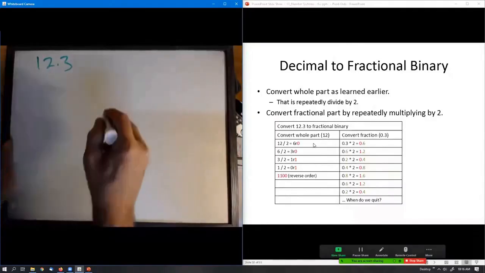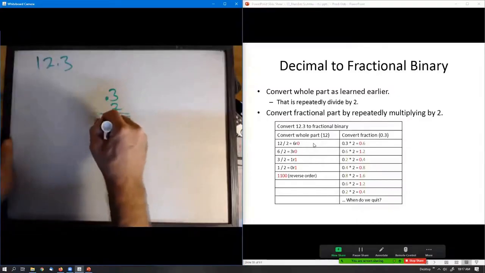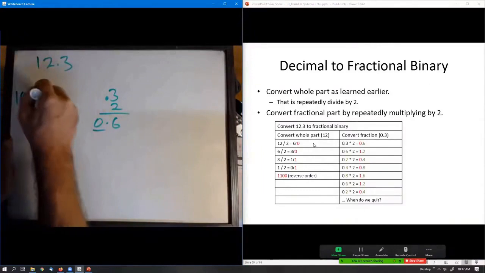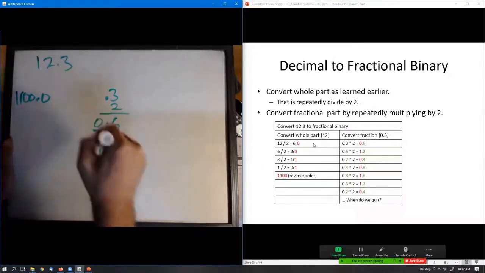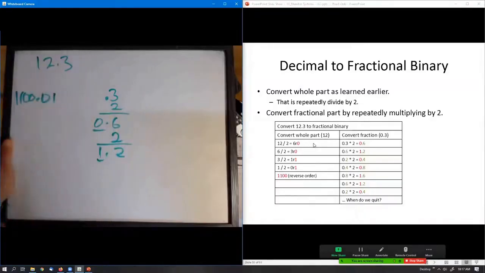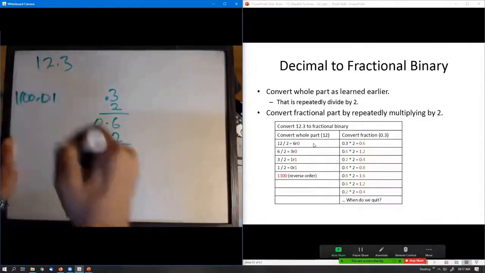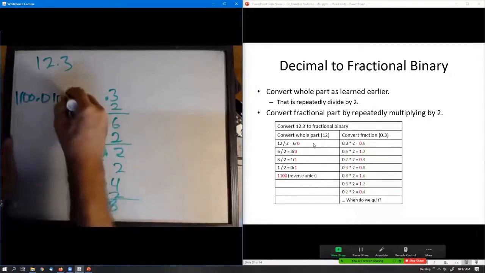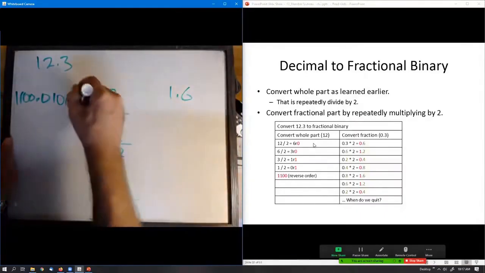All right, so what about the 0.3? We take the 0.3 and multiply it by 2. 2 times 0.3 is 0.6. That 0 is one of our digits. So we had 1100.0. That 0 goes there. Multiply that times 2, 1.2. That 1 is one of our digits. That 1 goes there. Multiply that times 2. Now remember, this goes back to 0 because we moved it over there. So that's going to be 0.4. It's going to be a 0. Multiply that times 2. That's 0.8. It's another 0. Multiply that times 2. That's a 1.6. It's going to be a 1.